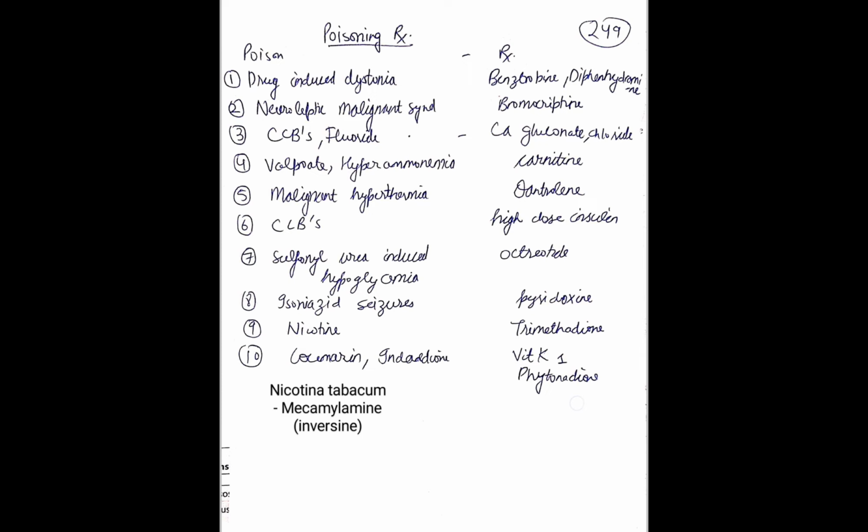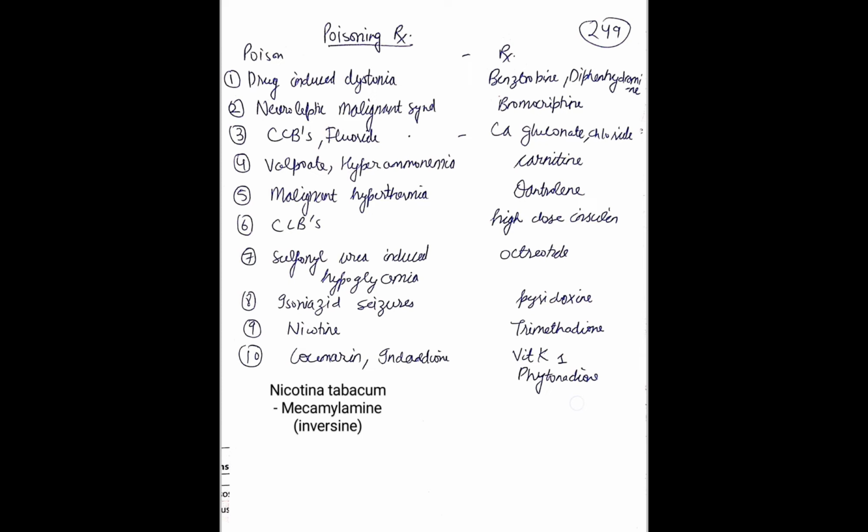Then CCBs and fluoride. For the calcium channel blockers, we use calcium gluconate. And for the fluoride also we use calcium gluconate or calcium chloride. Then valproate and hyperammonemia. Valproate causes liver toxicity and hyperammonemia. We use carnitine. For malignant hyperthermia, it is dantrolene. If it is malignant hyperthermia, then dantrolene.